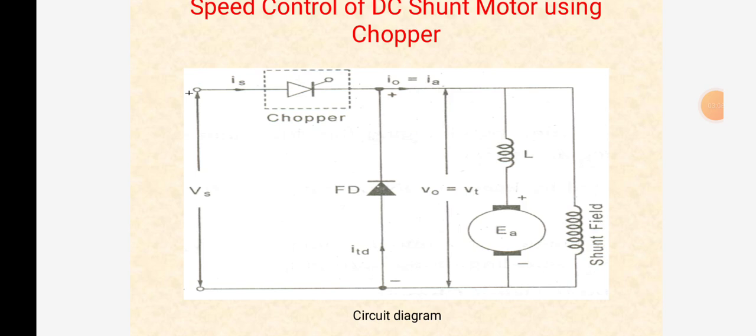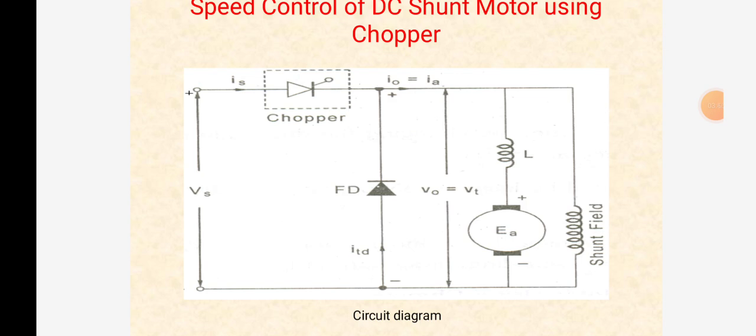In this figure, when the chopper is on, the output is applied to the motor and energy is stored in the inductance, which is connected in series with the armature winding. During the off period of the chopper, the inductive energy is utilized for the flow of current through the freewheeling diode. The average motor voltage V naught is equal to turn on time by total time into supply voltage, that is alpha into Vs.